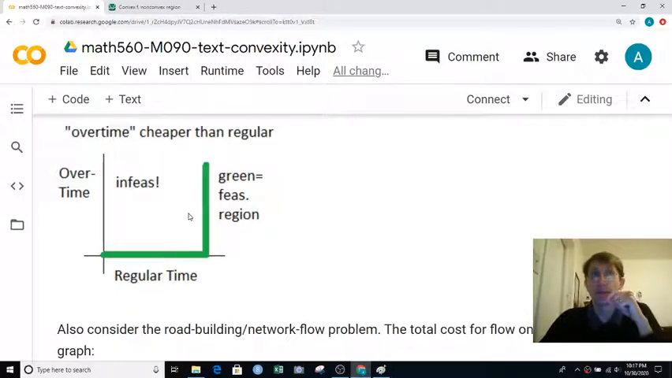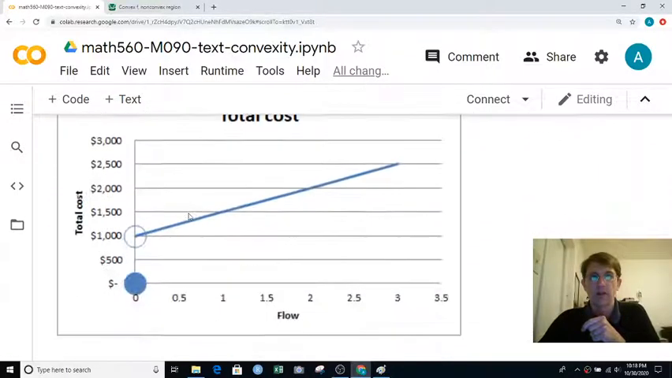Also think back to the problem where to send any flow at all on a road, you had to build the road first. What did that graph look like as a function of how much flow you send? So in the homework solution key, it looked like this. If you send 0 flow, you don't have to pay to build the road. If you send anything other than 0, then you have to pay that $1,000 to build the road, and then incrementally for that.